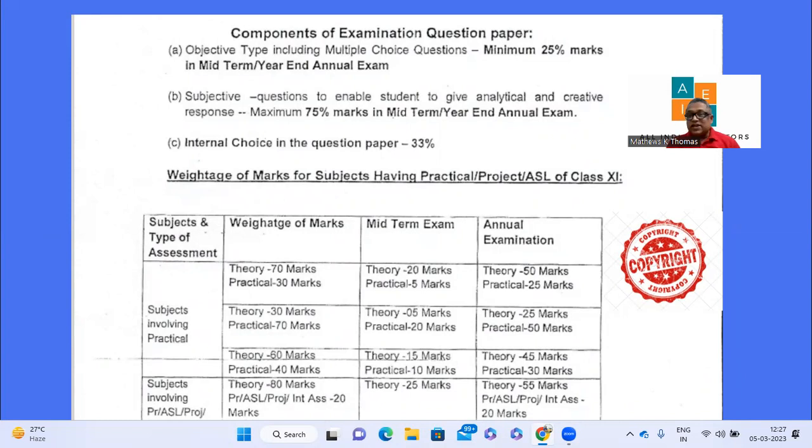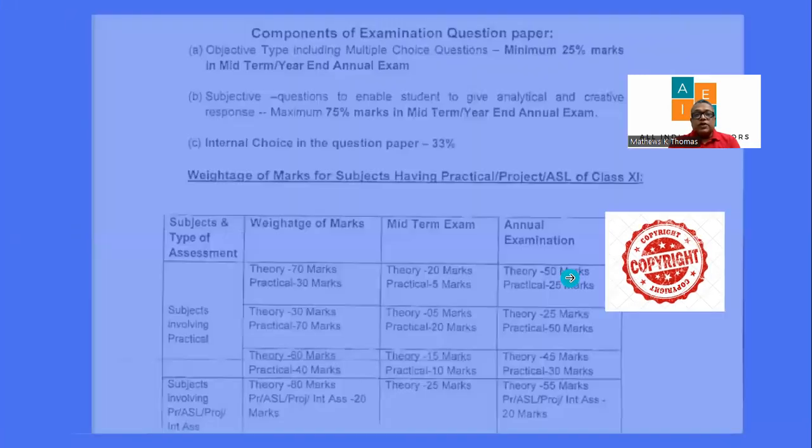Okay, so in class 9 and 10, we had a different ratio of objective and subjective. Here we are having 25% and 75%, right? The internal choice remains the same, 33%. So please follow the class 12 pattern when you are preparing the question paper of class 11, right? You're going to prepare as per the class 12 pattern, and different subjects have different theory and practical. So please make a note of that.